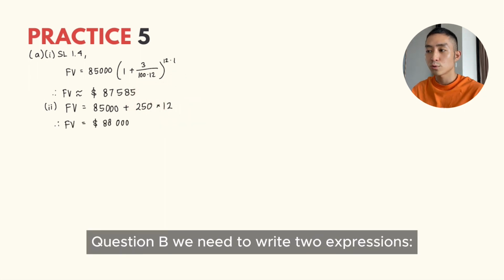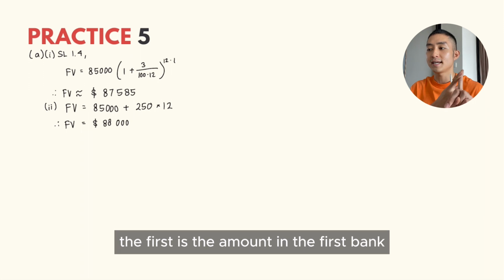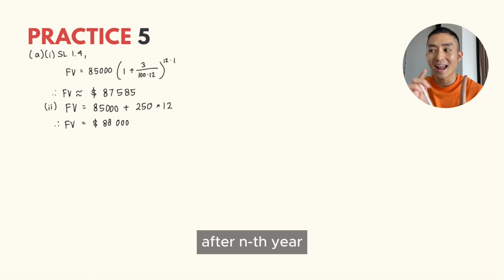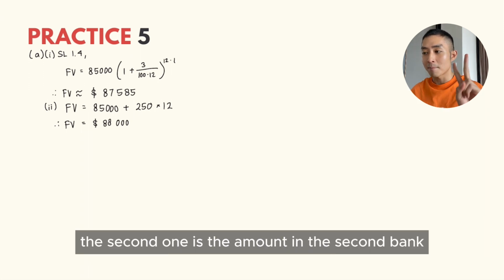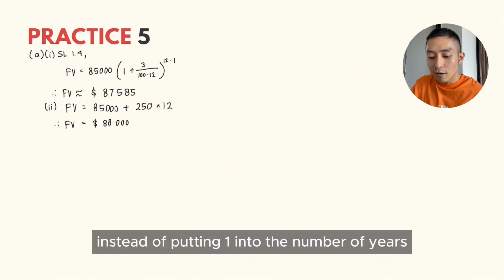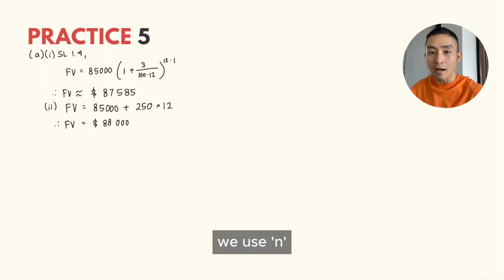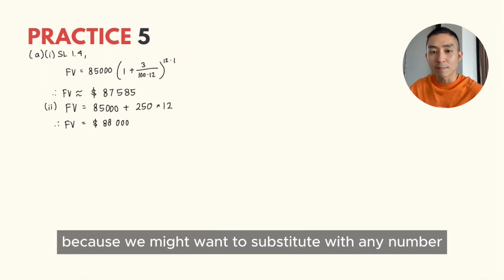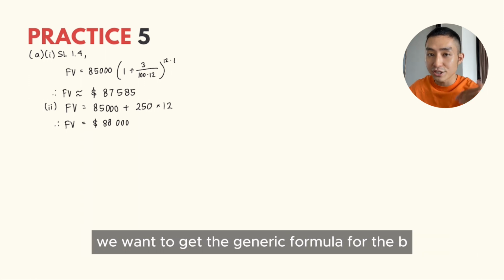Question B, we need to write two expressions. The first is the amount in the first bank after nth year. The second one is the amount in the second bank at the end of nth year. So it means that instead of putting 1 into the number of years, we use n because we might want to substitute with any number. We want to get the generic formula.